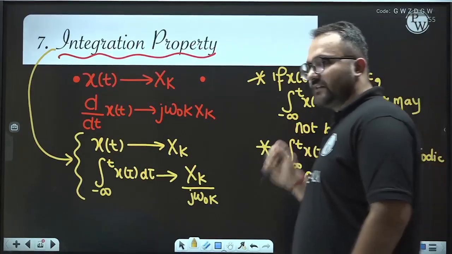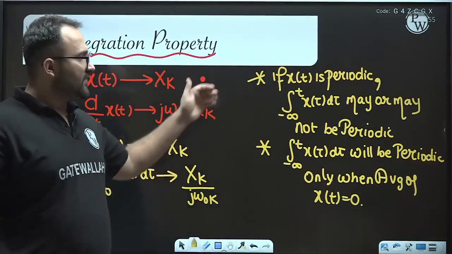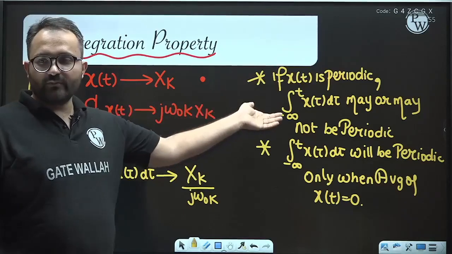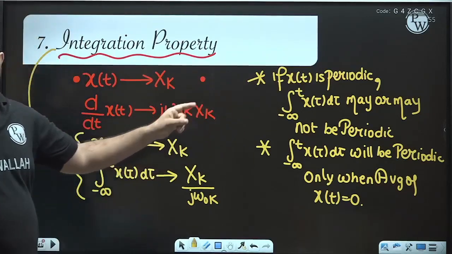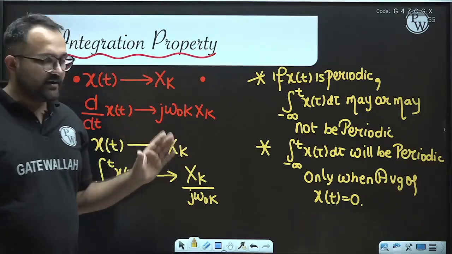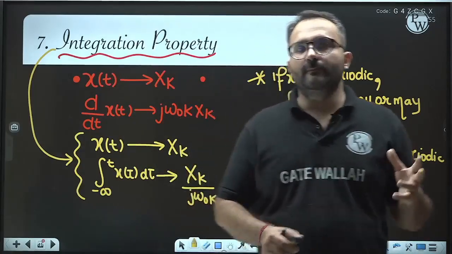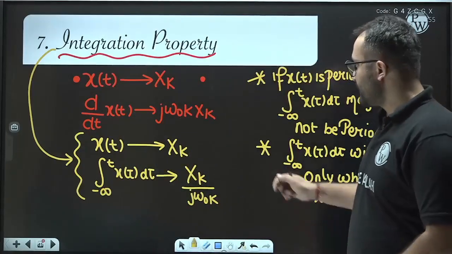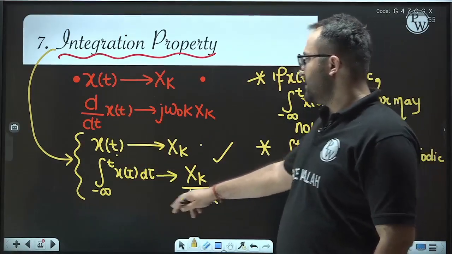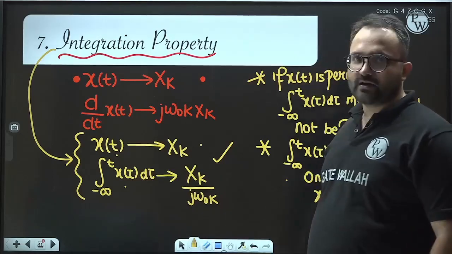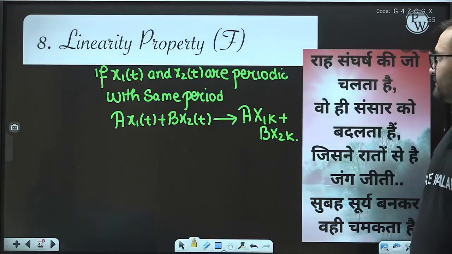Great. Integration property generally is not used. The only important thing is that if xt is periodic, the integration may or may not be periodic. In case of differentiation, we saw that the differentiation is always periodic, but integration may or may not be periodic. The integration is only periodic when the average value of xt is 0. The property says that if xt has Fourier series coefficient xk, then the integration will have xk upon j omega naught k.